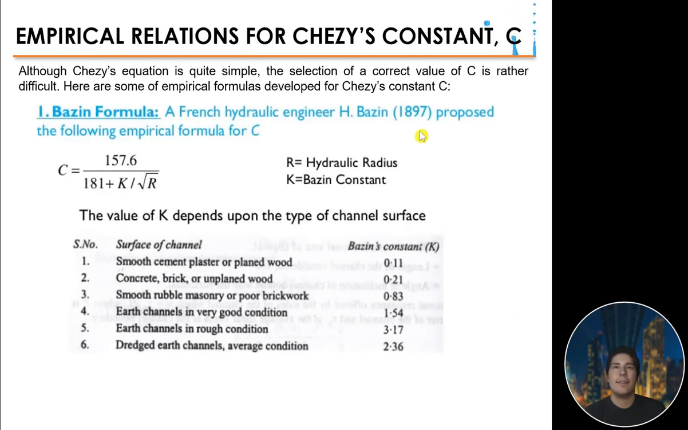So, aside from Chezy, meron din tayong mga empirical relation. If you say empirical, meaning derived from laboratory, no? So, ito yan sila, no? Si Bazin's formula, meron siyang ganitong formula. C is just 157.6 over 1.81 plus K over square root of R. So, yung value ng K depends upon the type ng channel surface, no? So, we have this different channel surface and we have the corresponding Bazin constant for that channel surface, no?